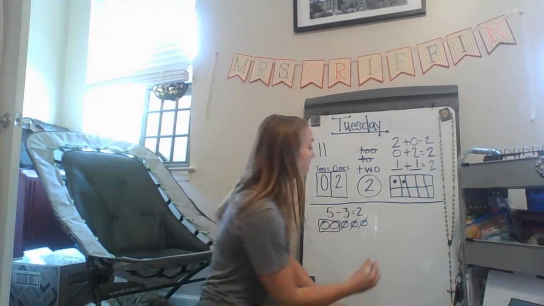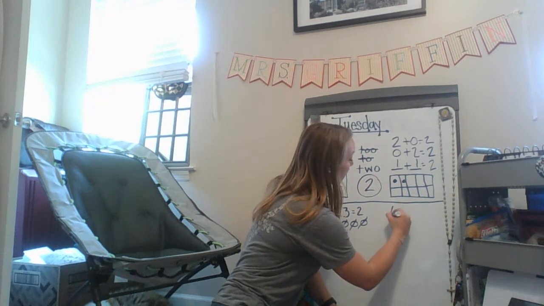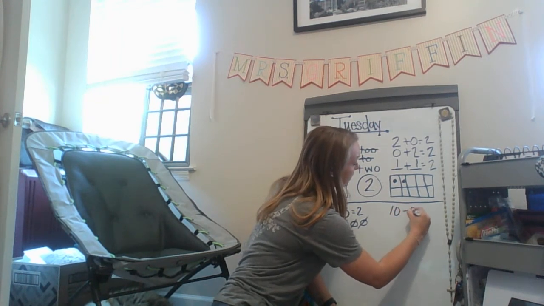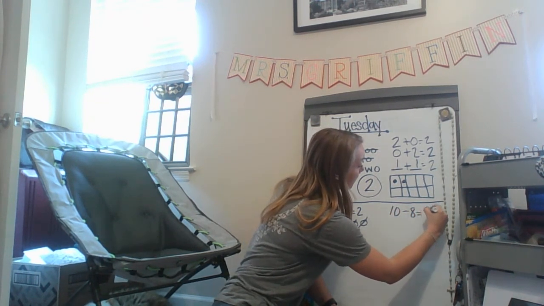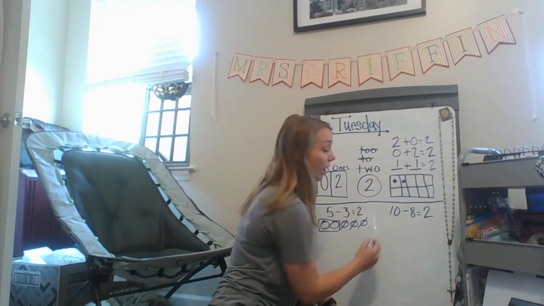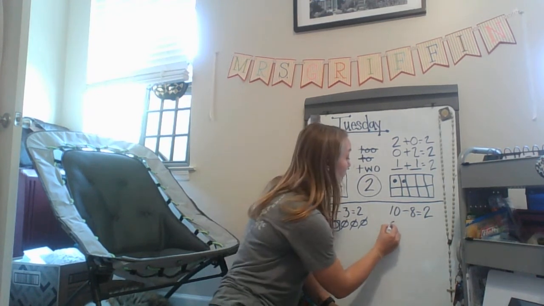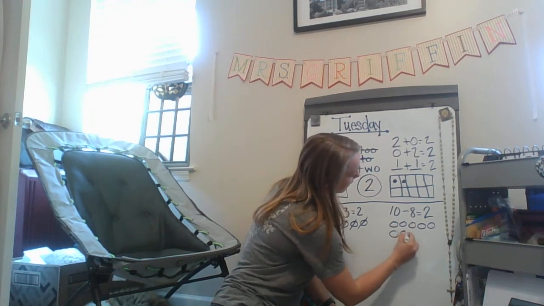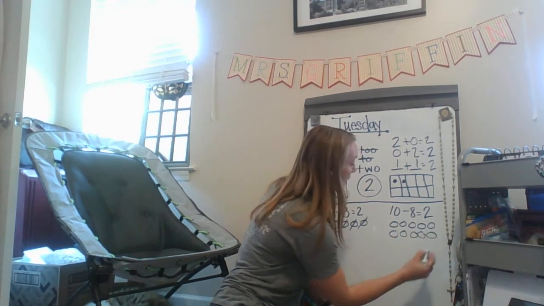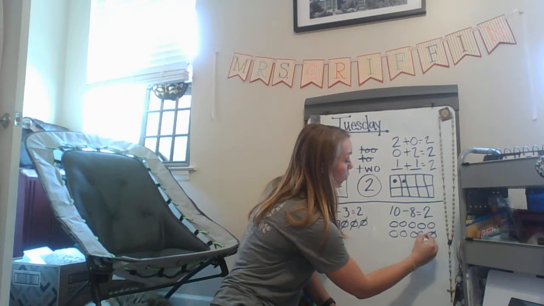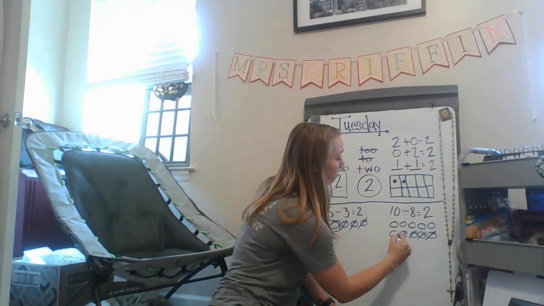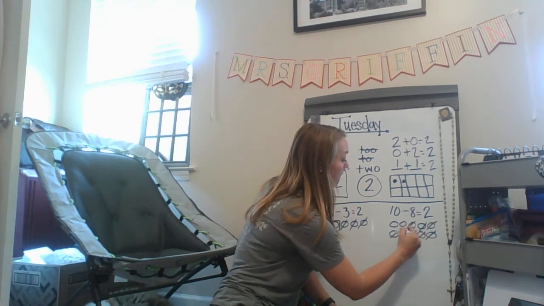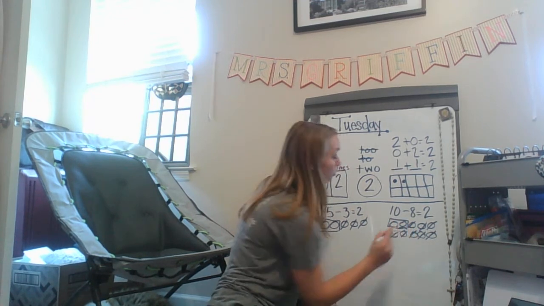Another problem I know is that if I have 10 and I take away 8, that also equals 2. I can prove that as well. If I draw 10 circles, 6, 7, 8, 9, 10, and I take away 8, 1, 2, 3, 4, 5, 6, 7, 8, I have 2 left.